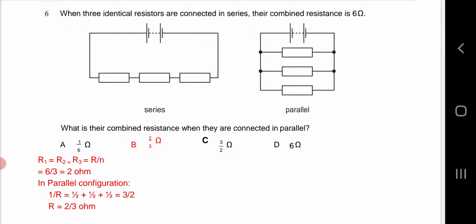Now these 2 ohm resistors are arranged in parallel. So in parallel configuration, the formula is 1 over R is equal to 1 over 2 plus 1 over 2 plus 1 over 2. Okay. So if you solve this, then 1 over R is equal to 3 by 2. So R, if you invert these two values, then R is equal to 2 by 3 ohm. So option B.